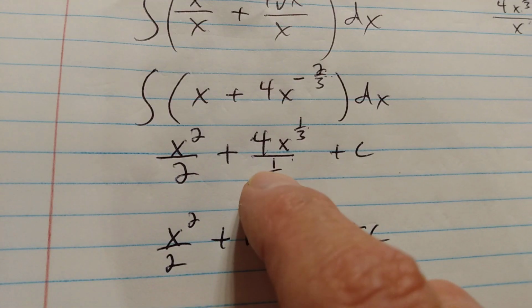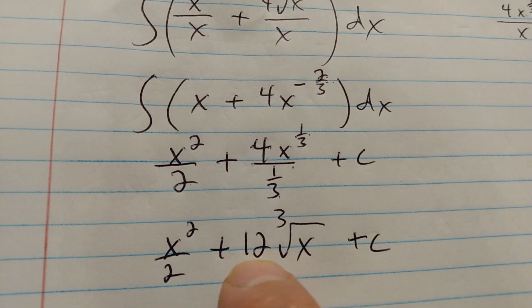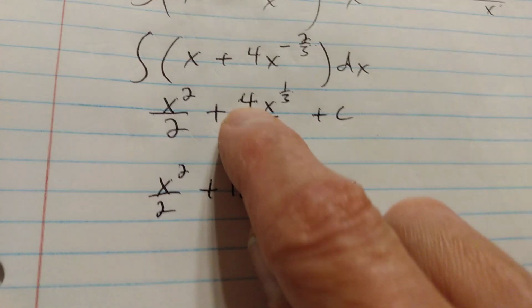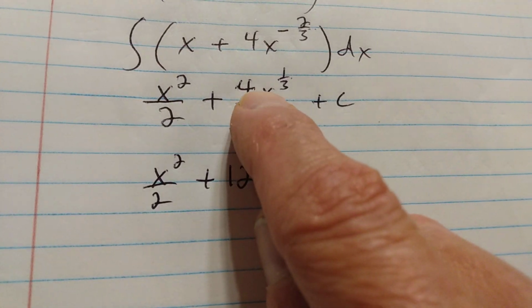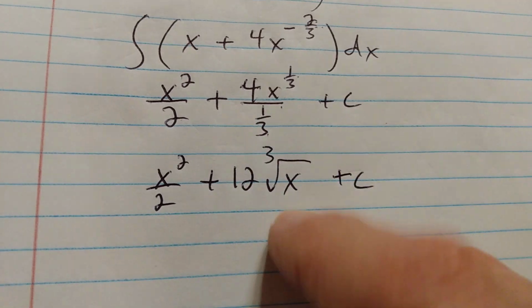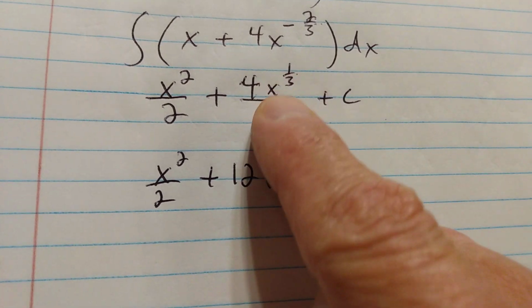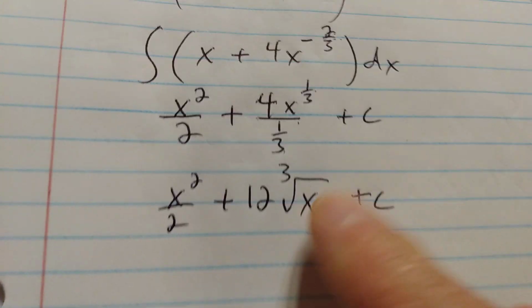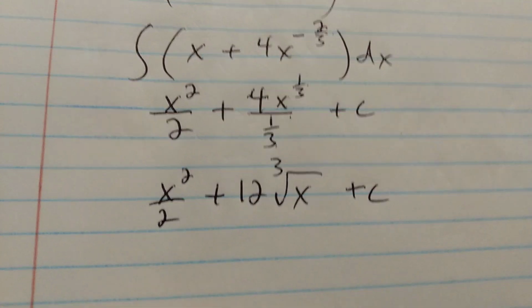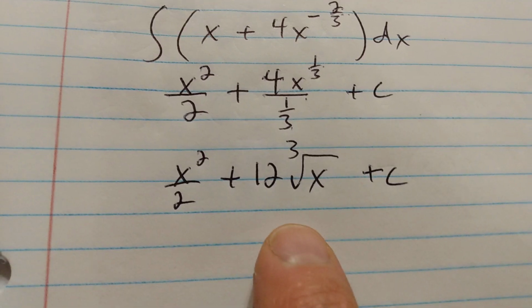All right, so dividing by 1/3 is the same as multiplying by 3. So this, I just left it alone. 4 times 3 is 12. I rewrote the 1/3 as a third root. Sometimes people do that move. Sometimes they leave it x to the 1/3. To me, it's arbitrary. If it's multiple choice, obviously, you choose whichever one.